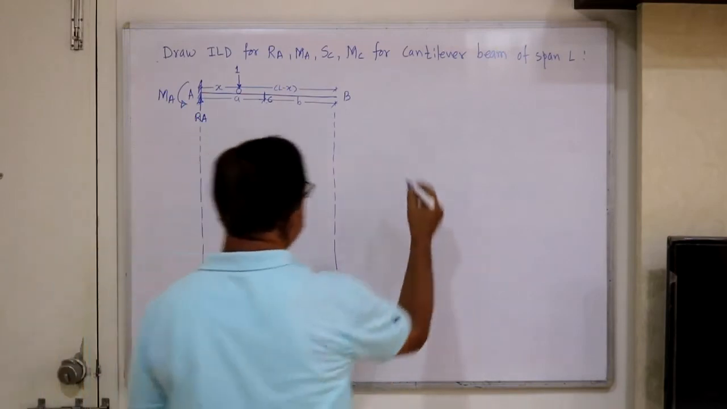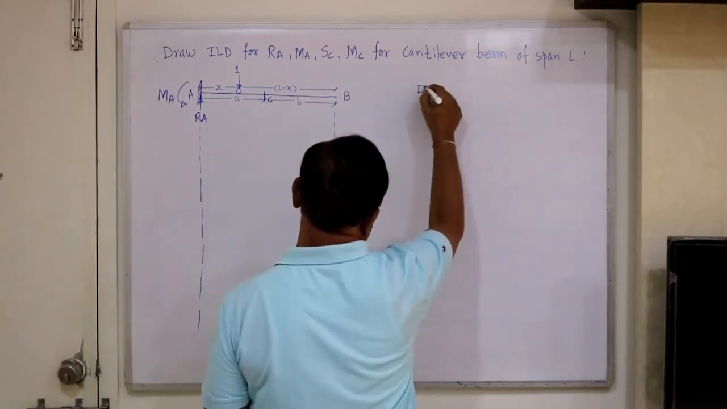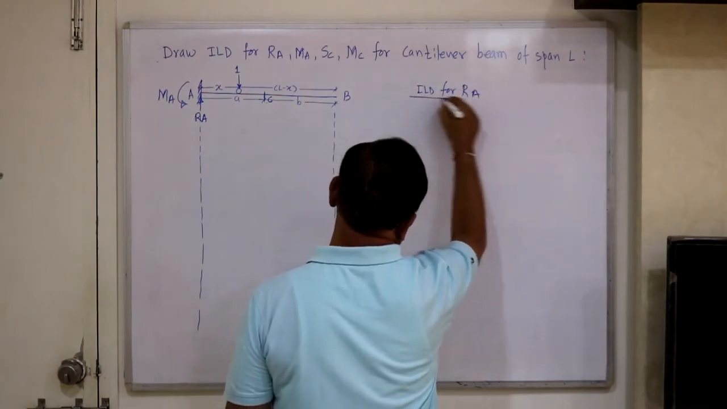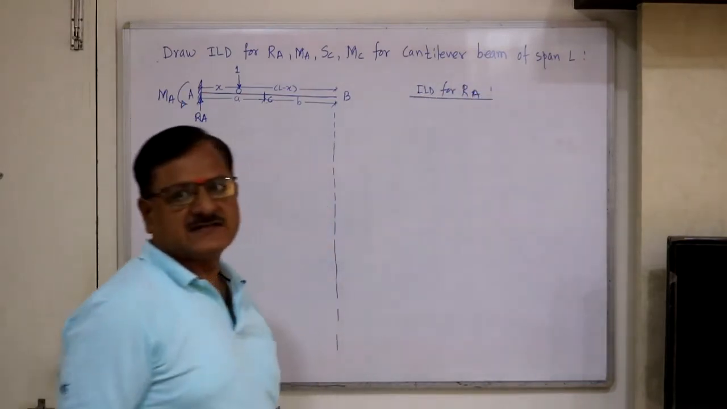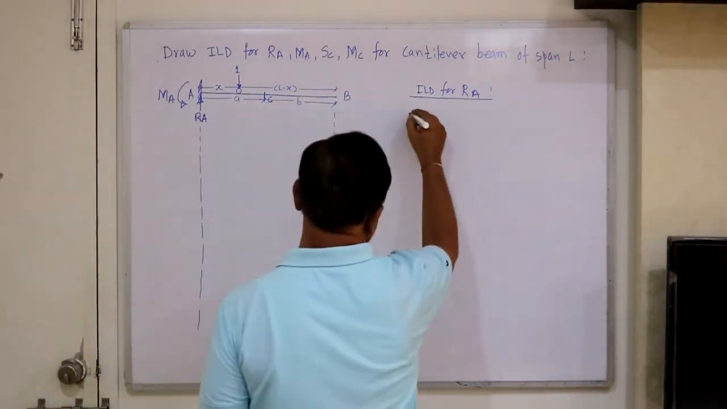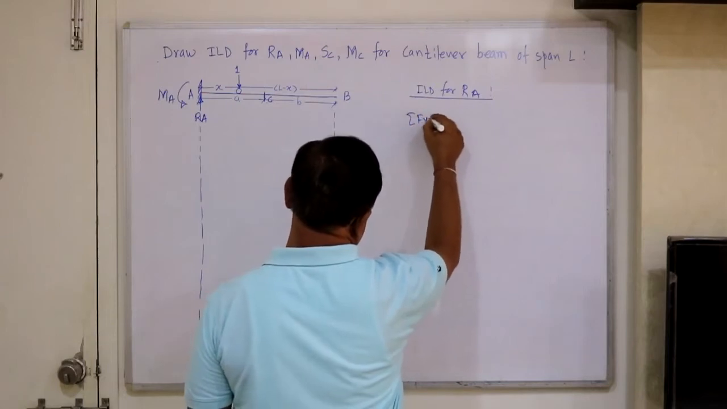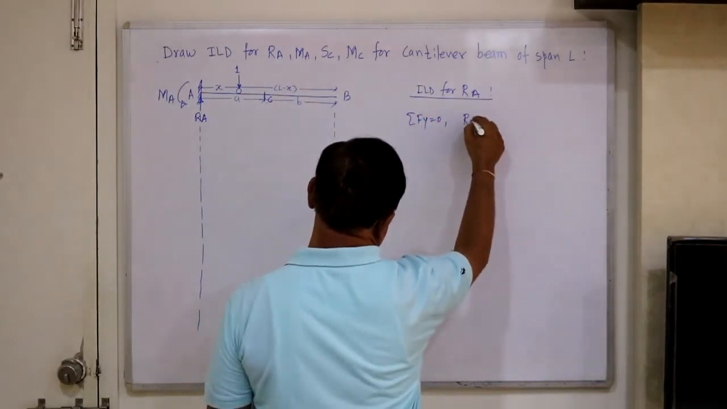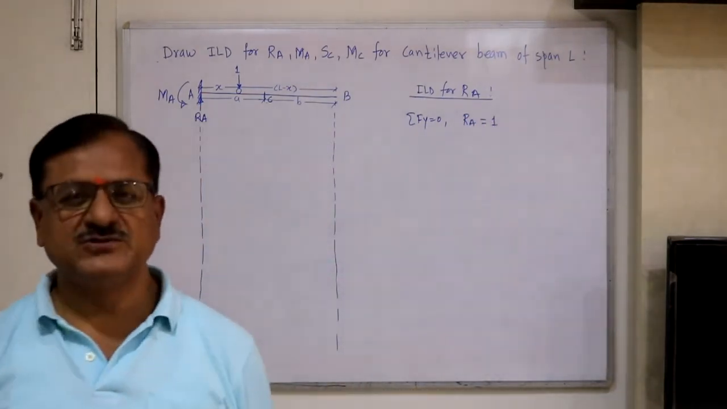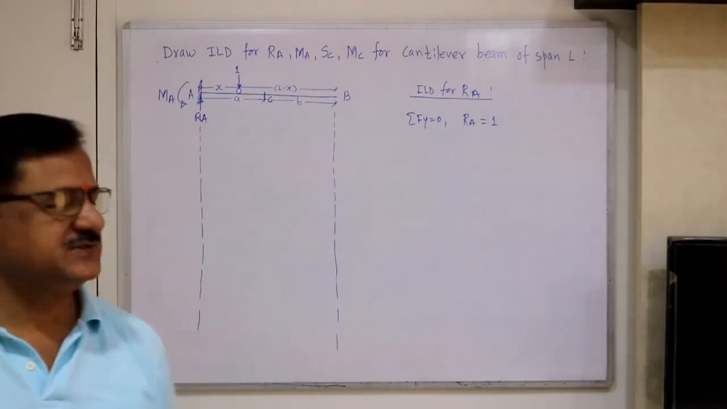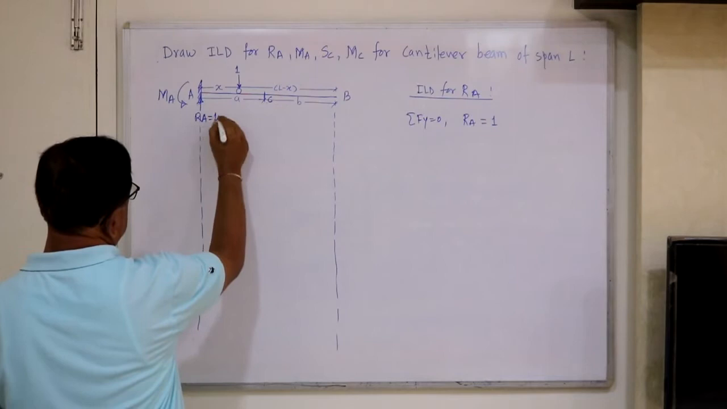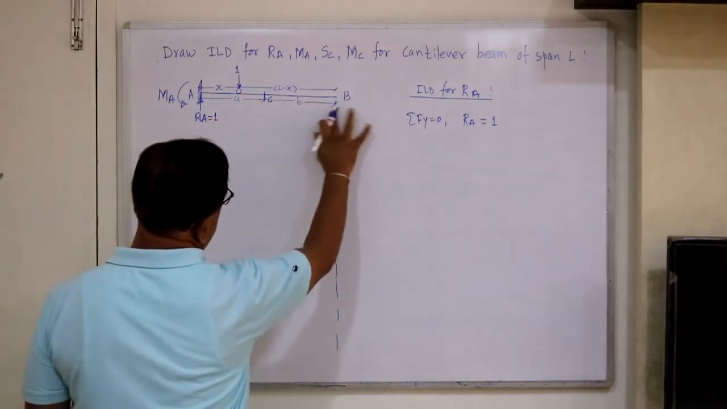So now first we will see the ILD for RA. Suppose you want to construct ILD for RA. Now the reaction is always calculated, it's a cantilever, summation Fy equal to 0. If we apply condition summation Fy equal to 0, what is RA? RA is 1. So this is independent of position of unit load. Whatever is the position of unit load, RA is always equal to 1.